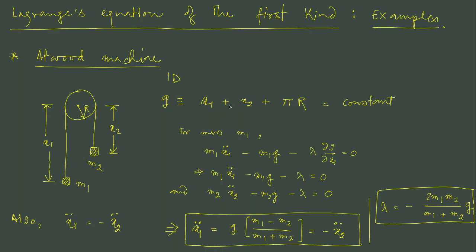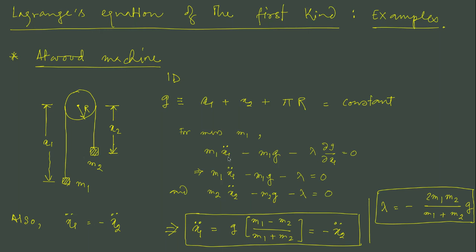Now we write down the constraint. The g would be equivalent to x1 plus x2 plus pi times r, and that is basically half of this length. So that gives us the length of the string, and this being inextensible, this length is constant. And this is also the tension, in the sense that gravity is acting on m1 and m2.